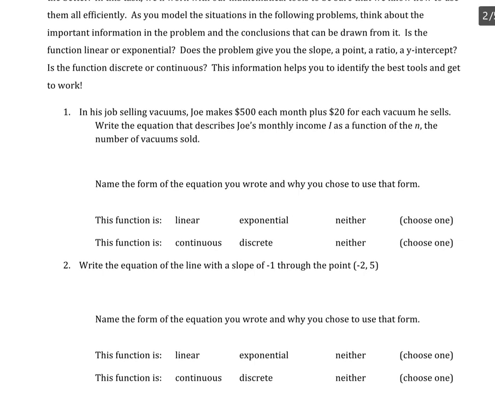It says, in his job selling vacuums, Joe makes $500 each month plus $20 for each vacuum he sells. Write an equation that describes Joe's monthly income. So his base pay of $500 each month is the y-intercept of the scenario, and then the $20 for each vacuum that he sells is the slope of the scenario. So instead of y and x, I'm using I and n, so I can write I equals 20n plus 500. And that's a scenario where slope-intercept form is most appropriate because the slope and the y-intercept are clear from the description of the problem.